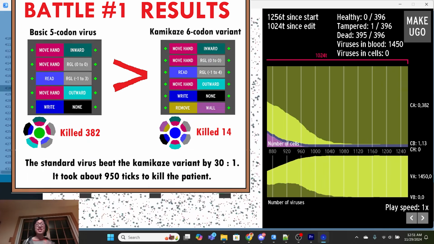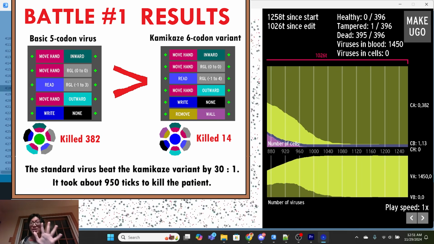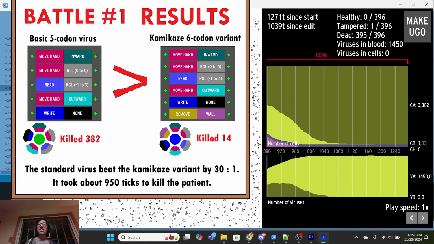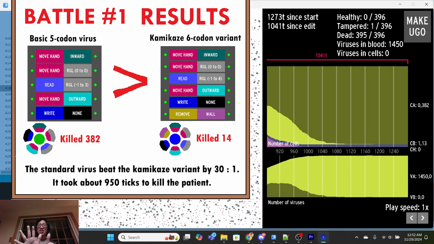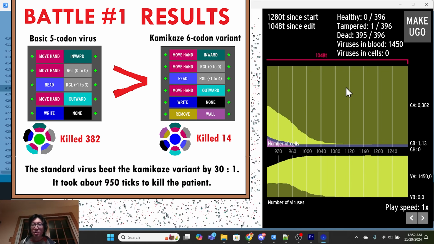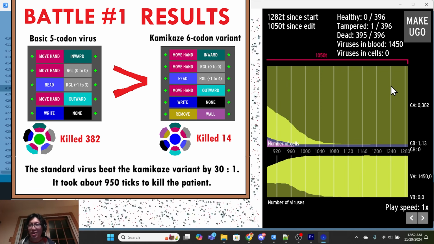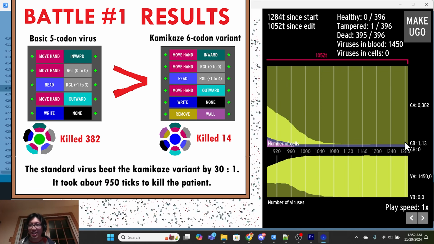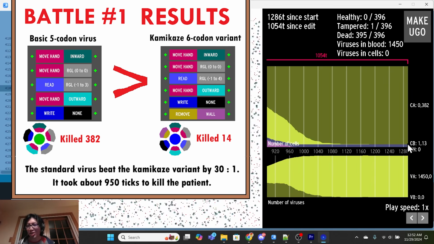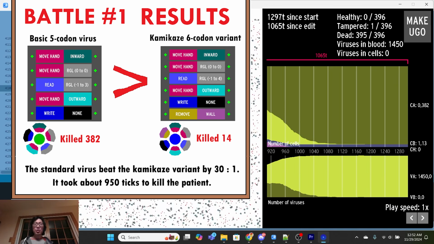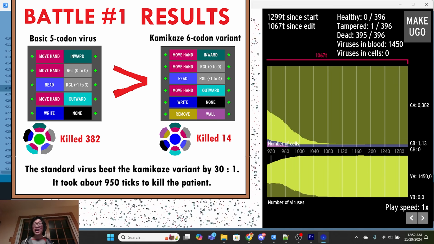So in the end, it took about 950 ticks to die, but the overall takeaway you can learn from this is that the original 5-codon virus strain did way better than the modified 6-codon strain that was modified to be more deadly. You can see that in this graph by the fact that there are 382 cells that died by green and only 13 or 14 that were killed by blue, which is kind of embarrassing for blue even though they had the upper hand.